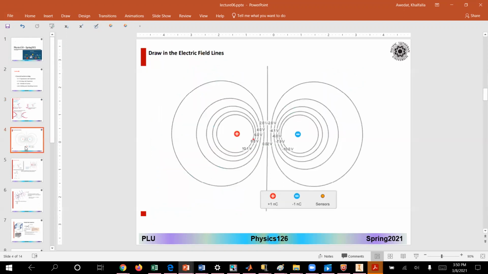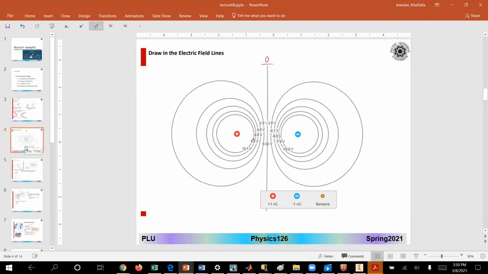Here is the similar case for that one. We have the positive and negative charge, and here are the equipotential values. From the positive charge, from the large value 10, 8, 6 until 2. And here is the negative charge, from minus 10 to minus 2. And in the middle between those two charges, the electric potential equals 0. That's why sometimes we call it the equilibrium point or equilibrium line, where the electric potential equals 0.